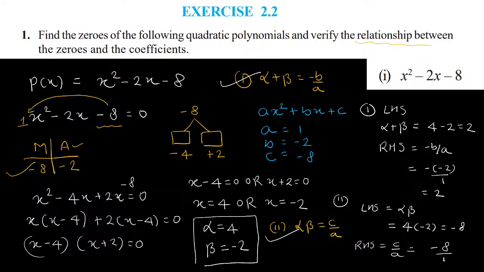So in this way we are going to solve. We'll do the factorization, we'll get the values of alpha and beta, that is the zeros of the quadratic polynomial. After that we'll compare the given quadratic polynomial with the general form and write down the values of a, b and c. And hence we'll verify the relationship between the zeros and the coefficients. Let's move to the second part of the question, question number 1 ka second part.